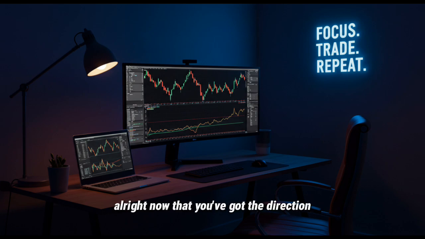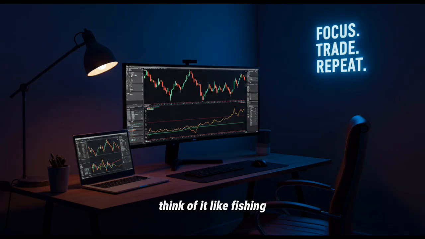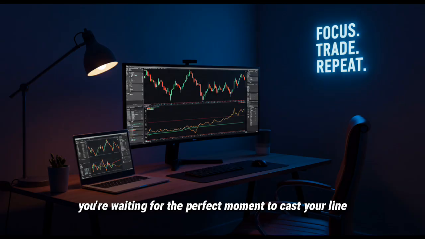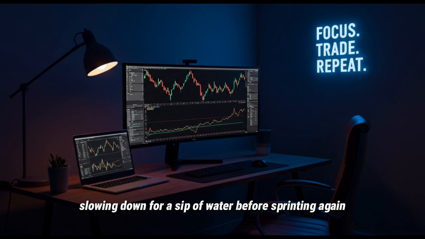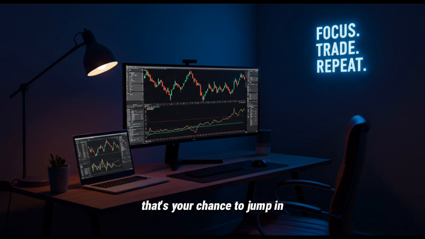All right, now that you've got the direction, it's time for setups. This is where the fun begins. A setup is a specific pattern or condition in the market that screams, "Hey, there's a potential trade here." Think of it like fishing. You're waiting for the perfect moment to cast your line. For example, let's say we're in an uptrend. A classic setup might be a pullback, where the price temporarily dips back to a support level, like it's catching its breath before continuing its climb. Picture a runner slowing down for a sip of water before sprinting again. That's your chance to jump in.